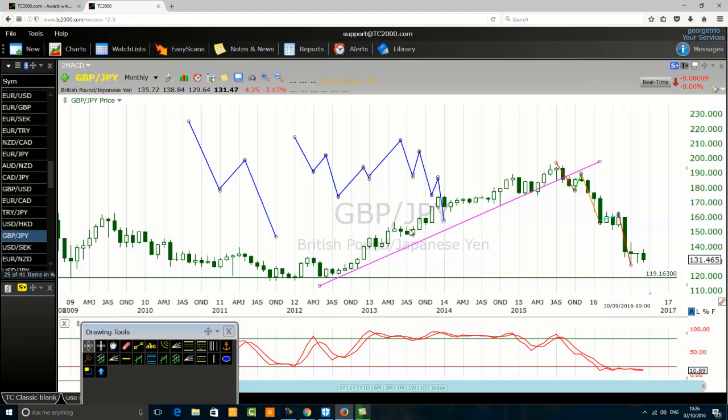The first characteristic of corrective waves is to retest a prior key level that has been broken.